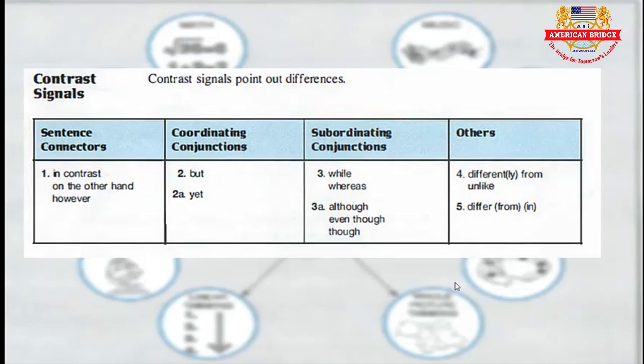Subordinating conjunctions that we use to show contrast are like while and whereas. Last time teacher showed you the words while and whereas, which we can use in the middle of the sentence to connect two sentences. However can be used in the same way, but we use it at the beginning of the sentence, and then we use a comma. Also although, even though, and other words like differently from or different from.